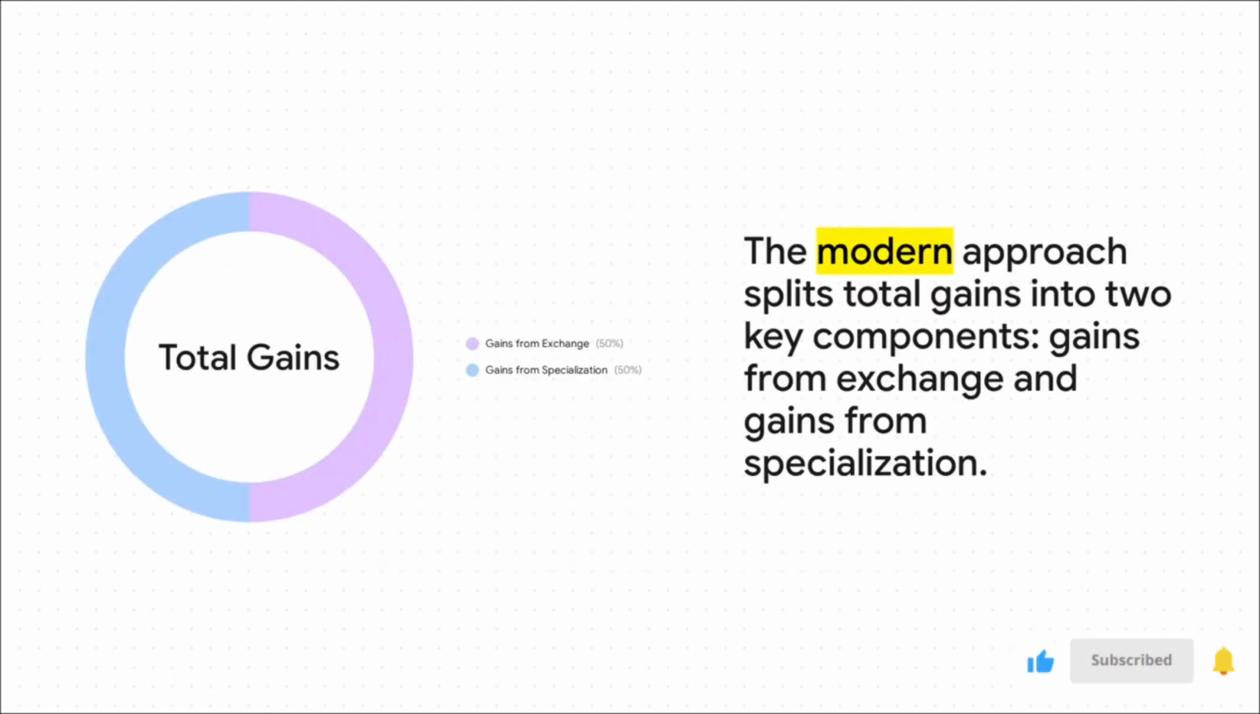Today, we usually break it down into two simple parts. First, you get gains from exchange. That's the easy win you get just from swapping what you have for something you want at a better price. But the real, massive gain comes from specialization. That's when you actually change what you produce to focus on what you're best at. That's what really boosts your whole economy.